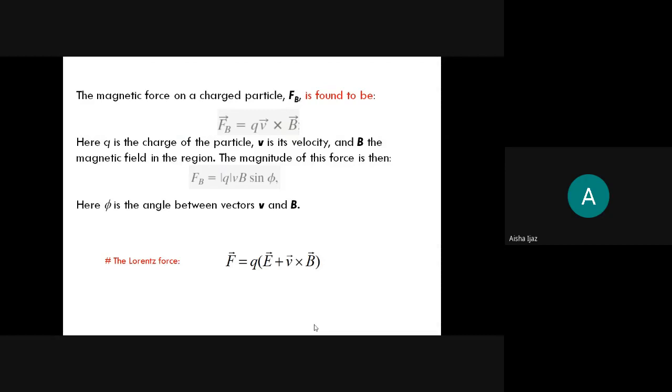and today in our lecture we will implement this formula to do the questions related to it from your book, Halliday, Resnick and Walker. The magnetic force on the charged particle, as I told you, is equal to qV cross B, where V is the velocity of the charged particle, q is the charge, B is the external magnetic field in which you are moving the charged particle, and F_B is the magnetic force exerted on it due to the presence of the B field.